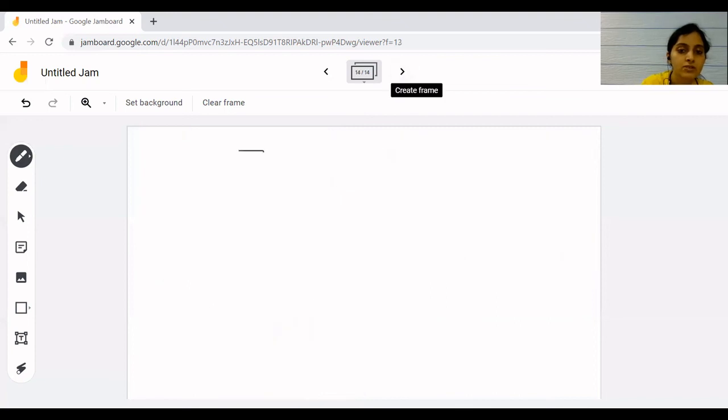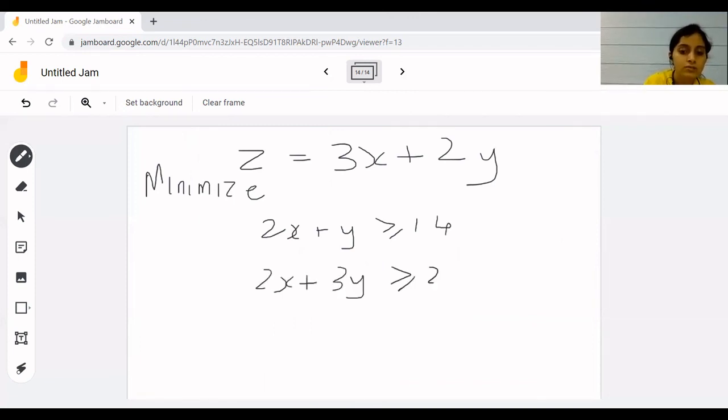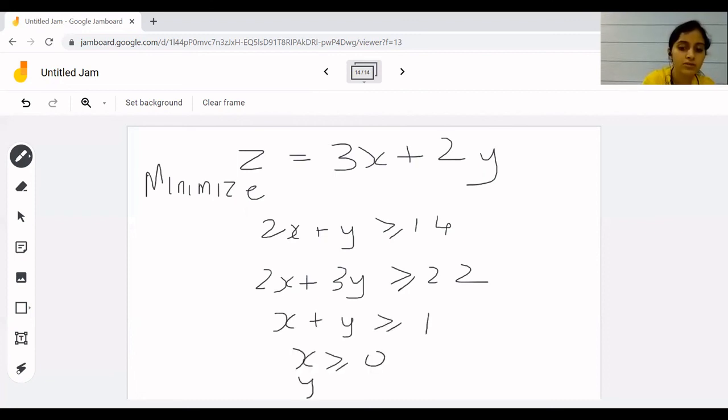So basically you should be spending optimally for getting your fodder. You cannot be wasting money on that. That's why z equal to 3x plus 2y should be minimized. So you have to mention over here, minimize z under the constraints 2x plus y greater than or equal to 14, 2x plus 3y greater than or equal to 22, x plus y greater than or equal to 1, x greater than or equal to 0, and y greater than or equal to 0. These are your non-negativity constraints, and the remaining are your required constraints.